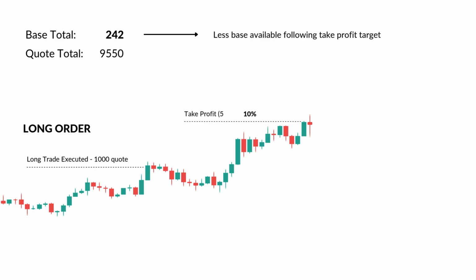In this example, the 10% profit target is reached, and 50% of the trade value is removed, which leaves 242 base remaining for the next short position. For ease of analysis, we recommend placing an investment with equivalent base and quote when creating a system that takes long and short positions. Let's move on.